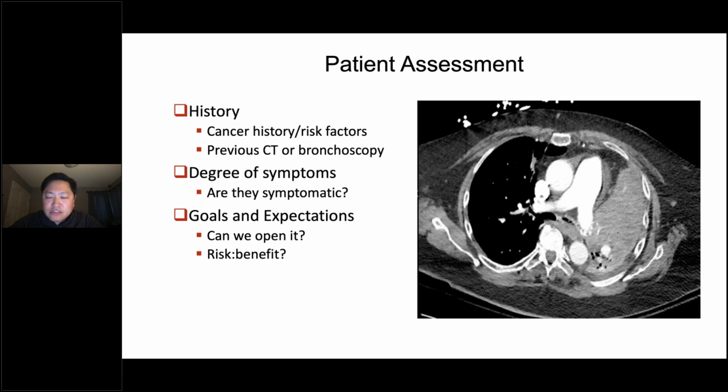Goals and expectations. The main thing, especially for incoming fellows, is: is this something that can be opened? That's a very, very good question, and that's what we're going to be talking about throughout this talk. And then risk-benefit: is it risky to bring this patient in there? Because we want patients to get on the table and get off the table. So all of these things we'll talk about throughout this presentation.